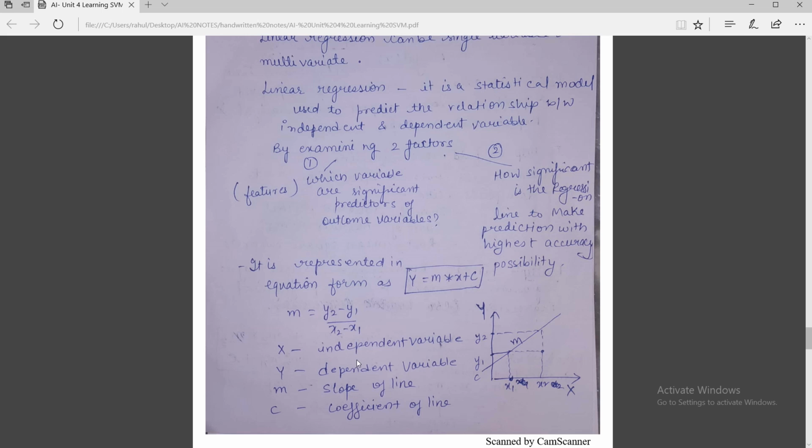Here x is the independent variable, y is the dependent variable, and m is the slope of the line, and this is the formula for evaluating the slope of the line. c is the coefficient of the line. This is the formation of the output, meaning most of the points, or features, will be covered by this line when we are predicting the outcome variable.